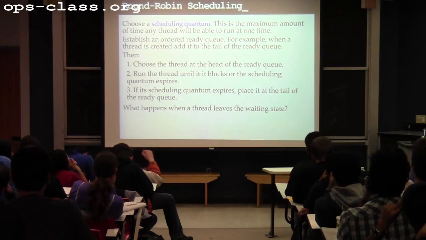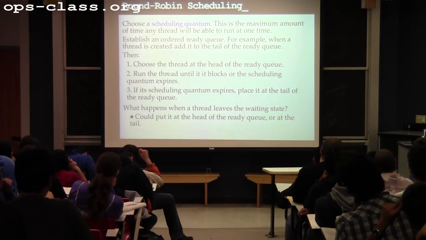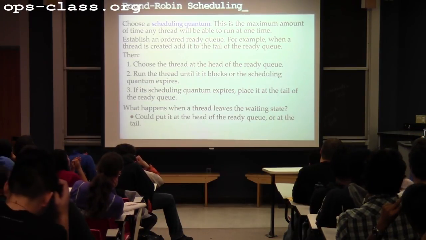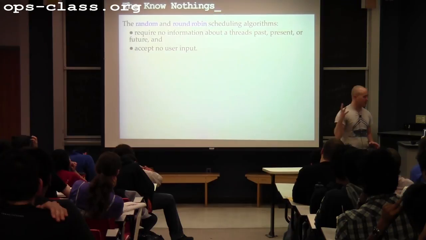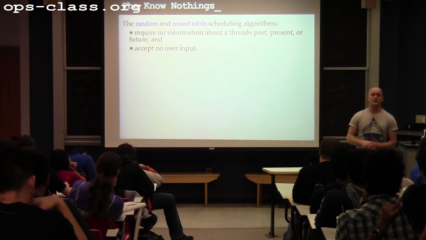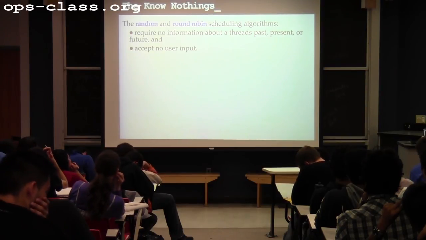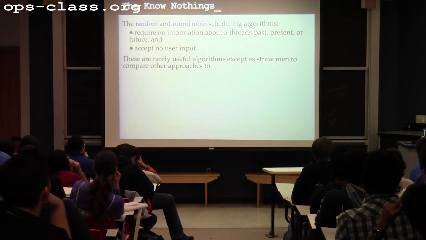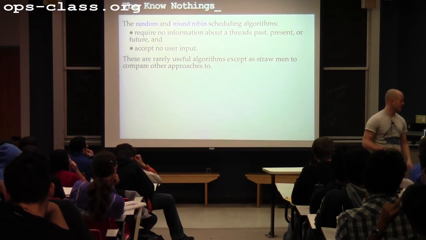When a thread leaves the waiting state, what do I do with it then? I could put it at the head or the tail. I just need to get it back on the queue. Round robin schedulers don't try to maintain a global order over all threads. They're very flexible. They're just going round and round the group of threads that are actually ready to run. And these schedulers, we collectively maybe call them the know-nothing schedulers. These schedulers don't take any user input. They don't try to collect any statistics about what the threads are doing. They don't care. These are very simple schedulers. And the only real reason that we ever use these schedulers or talk about them is, again, as straw men to compare your other fancier schedulers to.